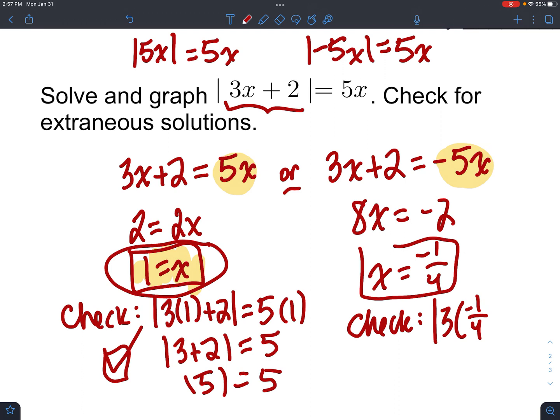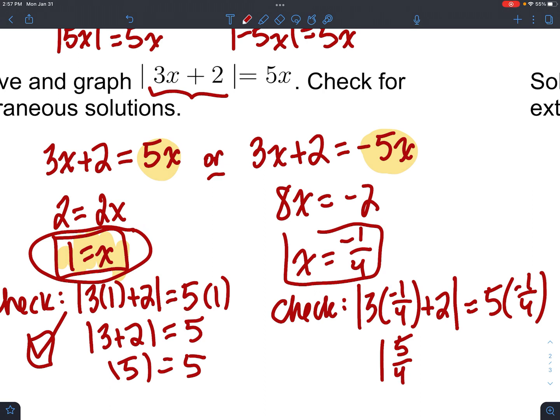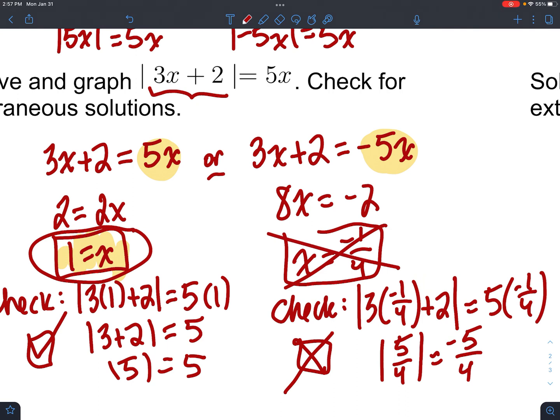Let's take a look at what happens with this. So plugging in, this turns out to be 5/4, and this turns out to be minus 5/4. Is that a true statement? No, it's not. The left-hand side is 5/4, but the other side is negative 5/4. So this is not true. So I'm going to put an X through this, don't erase it, but put an X through it because it actually doesn't work. And the reason why it doesn't work is because it made the right side negative.